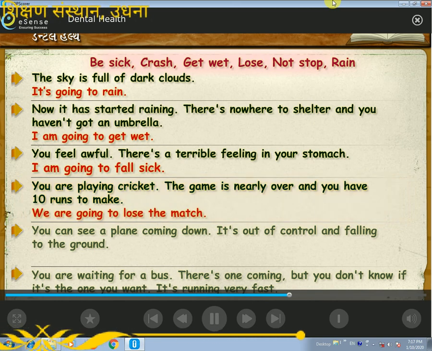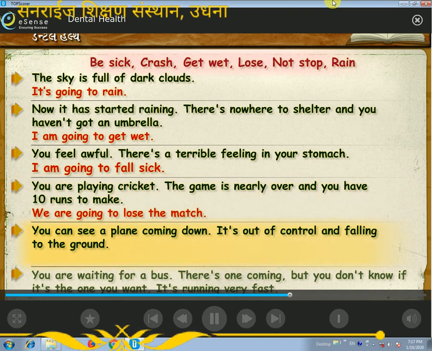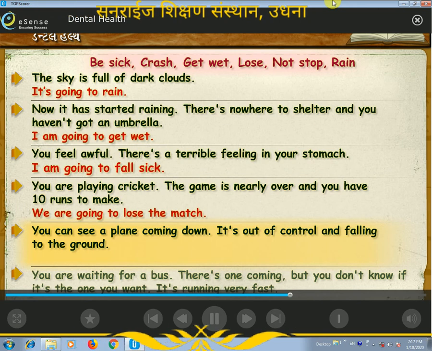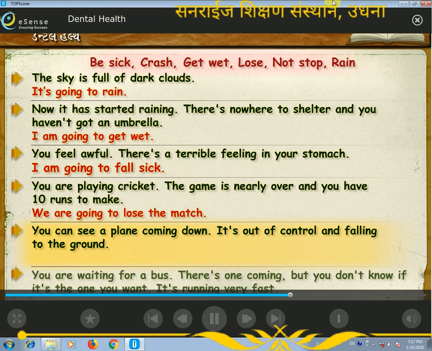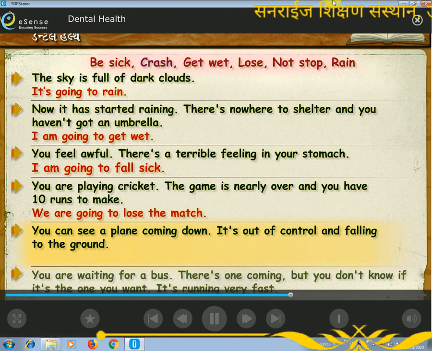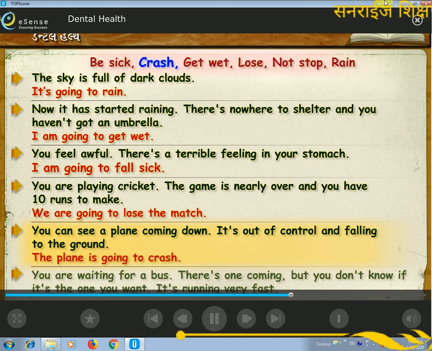You are waiting for a bus. There's one coming, but you don't know if it's the one you want. It's running very fast. It is not going to stop.